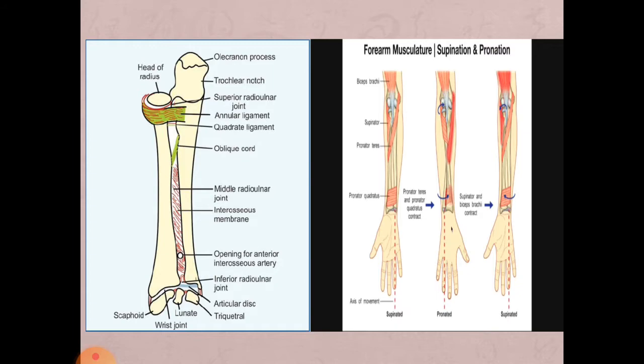Okay, so once again you have the proximal radioulnar joint and the distal radioulnar joint. At the proximal radioulnar joint you can see the head of the radius that will rotate within the radial notch of the ulna, and this is a pivot type of joint. Distally, you can see the head of the ulna that will rotate within the articular surfaces for the ulna.